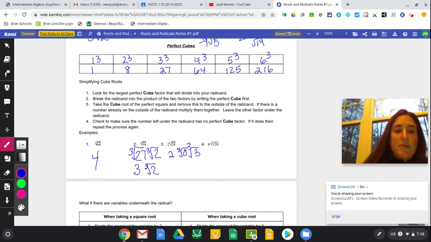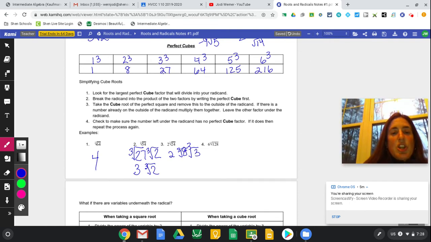3 times. That's an 8. So the cube root of 8 is really 2. So this is 2 times 2 cube root of 3, or 4 cube root of 3. Great.